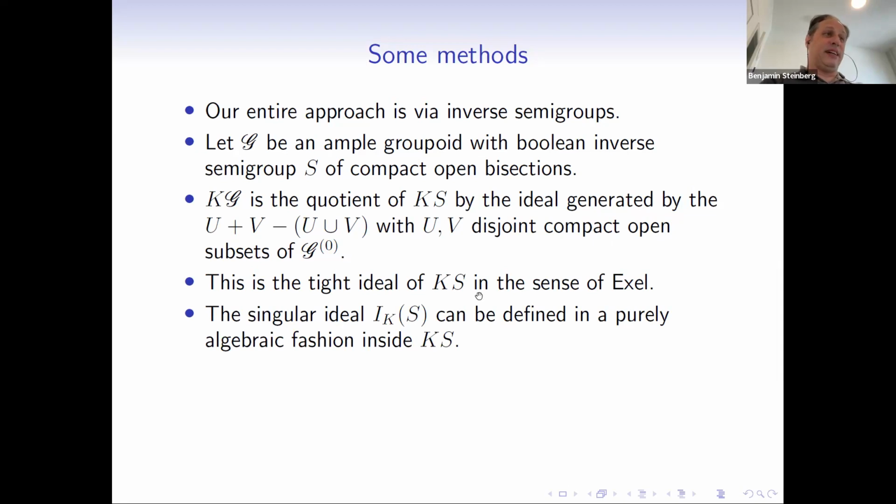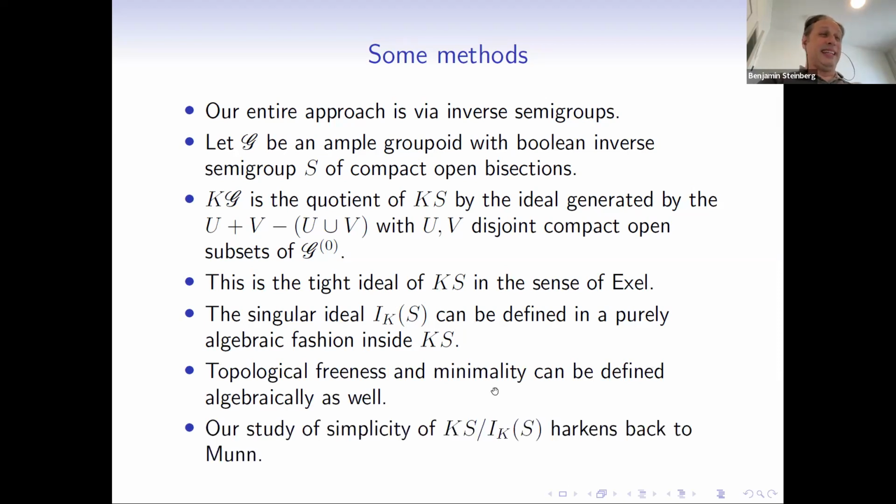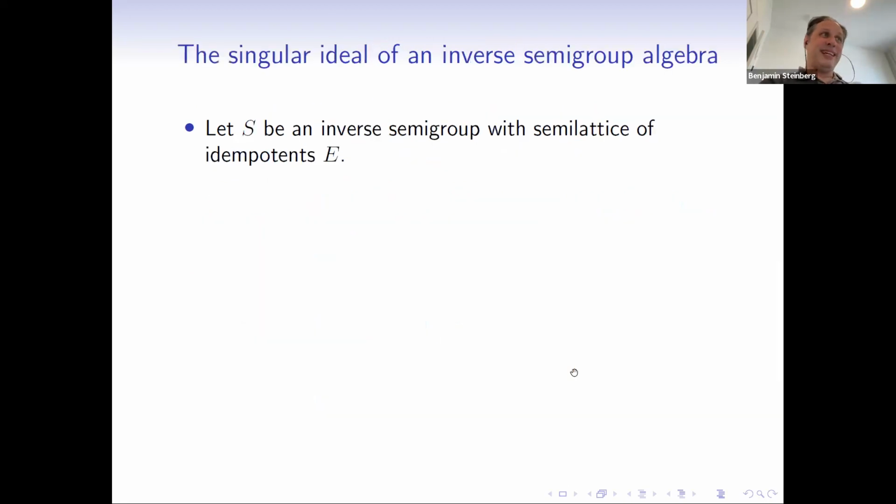And the singular ideal, I should have said the singular ideal of G rather than S. The singular ideal of G can be defined purely in an algebraic fashion inside of the semigroup algebra. Sorry, that should be a G, that was a typo. And you can also read off topological freeness and minimality algebraically as well. In some sense, our study of simplicity has some elements in common with Douglas Munn's original approach back in the 70s. It's more complicated, but some of the ideas are not so dissimilar.